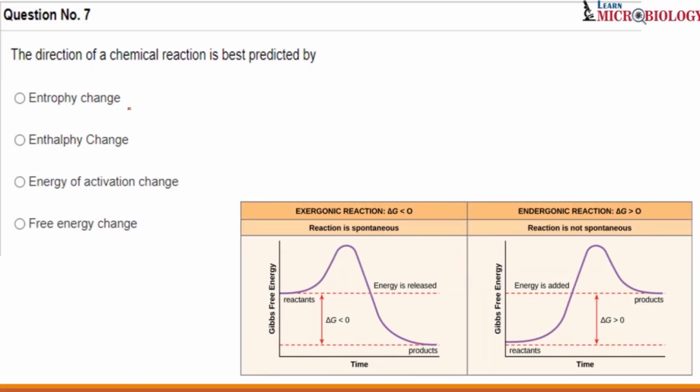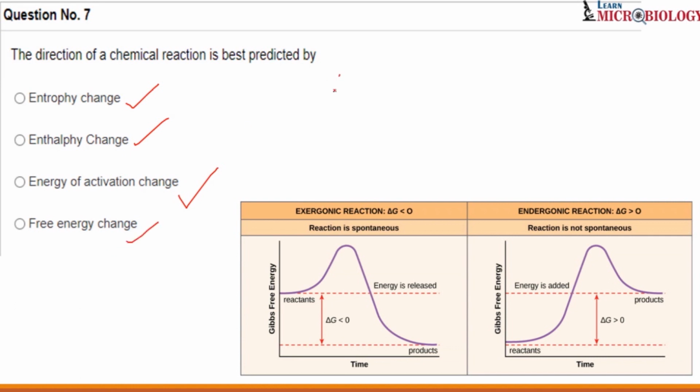See, entropy we know is a measure of disorder, enthalpy is about the heat energy change, and energy of activation we have studied is related to enzymes, wherein if the energy of activation of that particular reaction is high, then without the enzyme the reaction cannot take place, but with the enzyme it will lower the activation energy, and it will allow the reaction to take place. And one more important thing, we also studied free energy change.